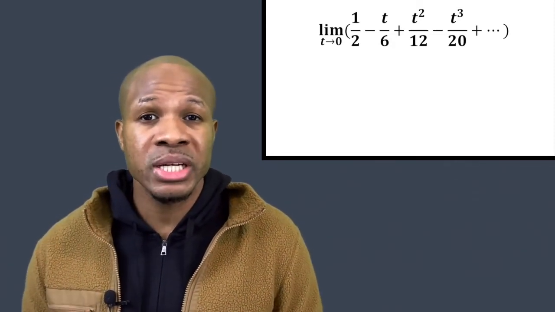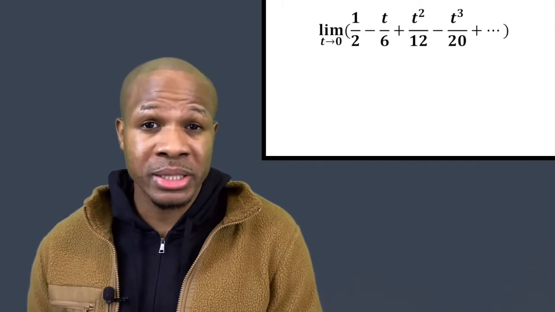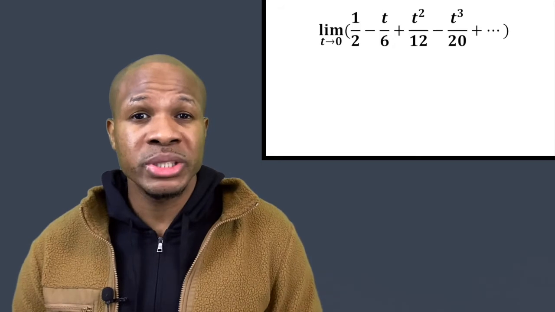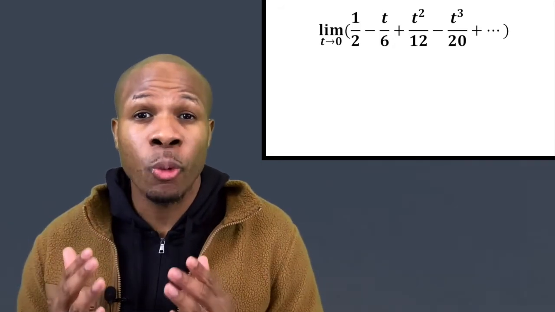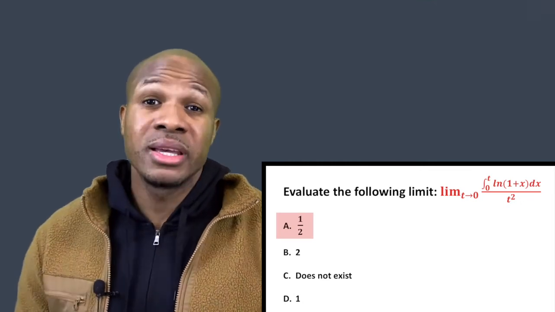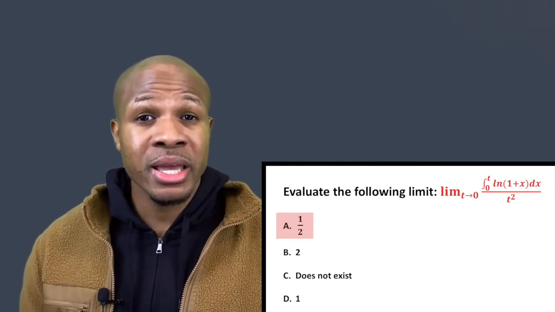And now this is the perfect time to look at the limit and see what happens as t goes to 0. As we set t to 0, all the terms with t go to 0, and we're just left with 1/2. And that's going to be the limit. The limit is going to be 1/2, and the correct answer is going to be answer choice A, 1/2. So there you have it. Let me know if you have any questions about what we did in today's video.